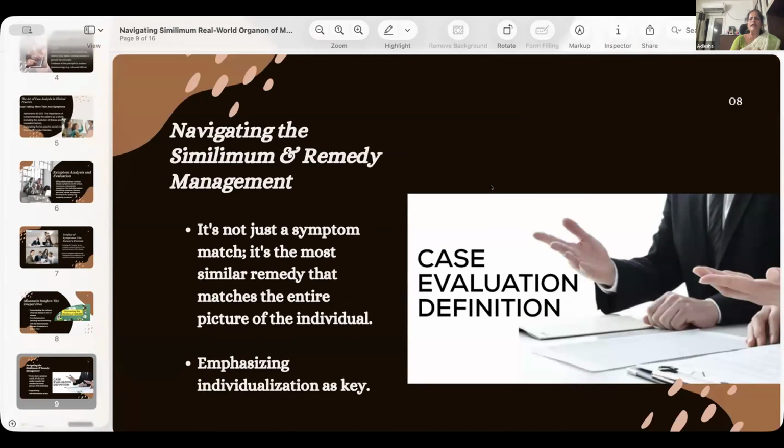So, how to navigate the SIMILIMUM and the remedy management? It's not just a symptom match. It's the most similar remedy that matches the entire picture of the individual. It helps in emphasizing the individualization. Individualization is the key to unlock the selection of SIMILIMUM with the proper dosage as well as proper potency selection.